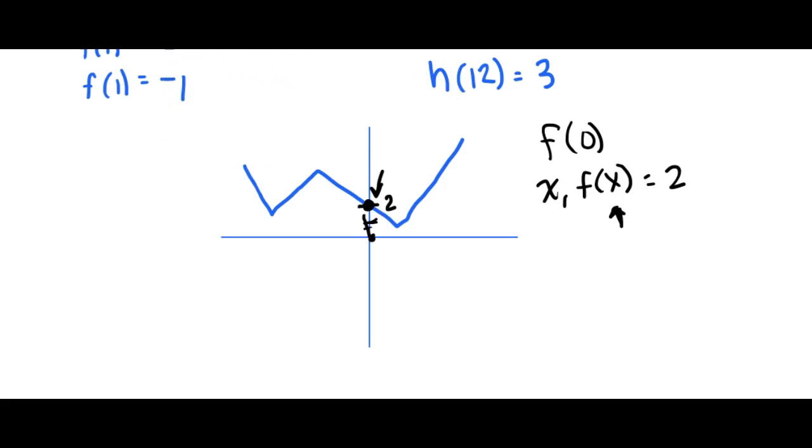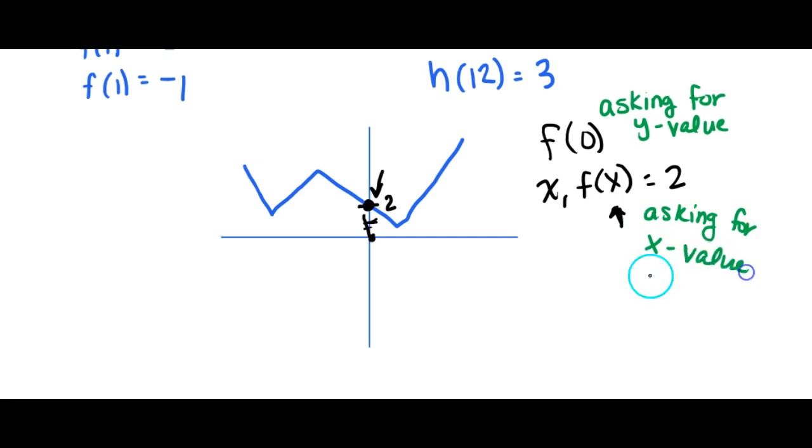So let me see if I can make that a little bit clearer. So this is asking for y value. And this one is asking for x value when y equals whatever is going to be here. Okay?